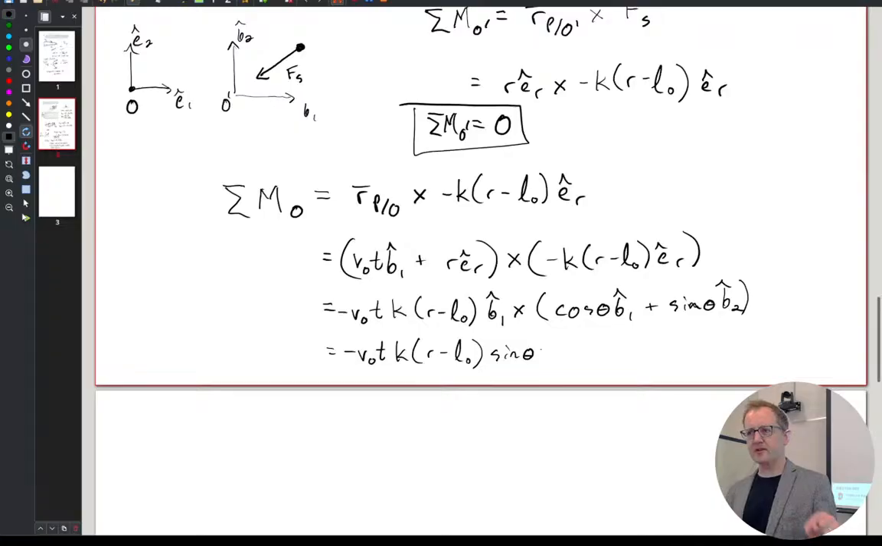What's B1 cross B2? B3, yeah. So, pointing up out of the page. So moment, at least for stuff moving in a plane, your moment's always describing how much torque you have out of the plane.